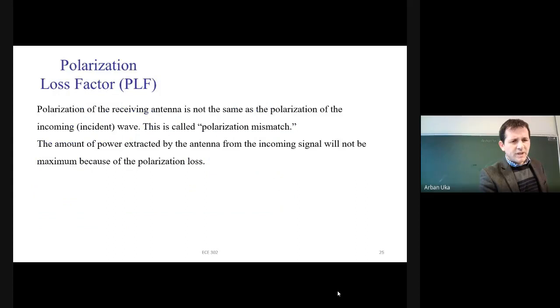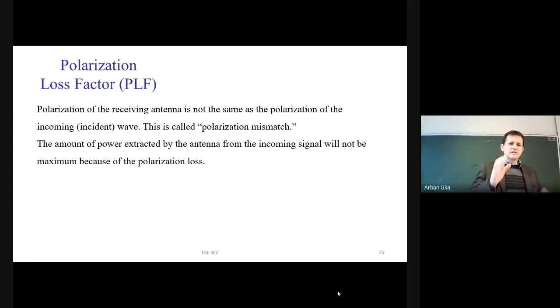Okay. Now, when we talk about polarization, we have an important parameter, which is the PLF, or polarization loss factor, which occurs in antennas. The polarization of the receiving antenna is not always the same as the polarization of the incoming incident wave. If this is the case, we call this polarization mismatch.